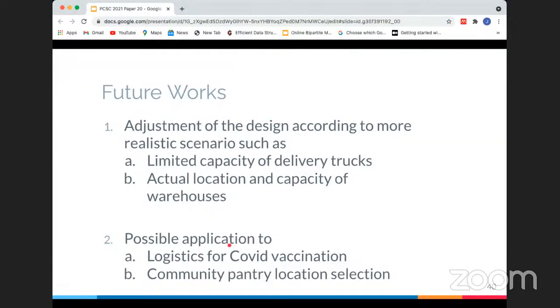And then we are also looking at possible applications for logistic solutions for the rollout of the COVID vaccination, or probably a community pantry location selection problem. So I think that's the last slide. And thank you for listening.